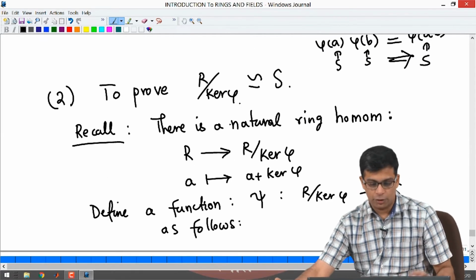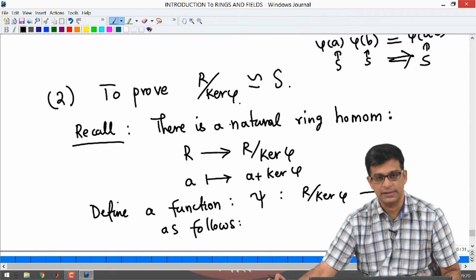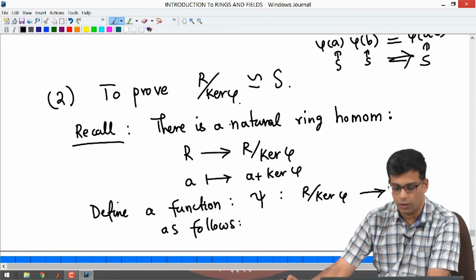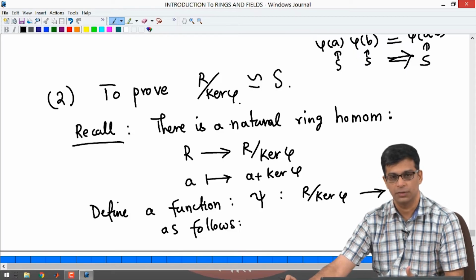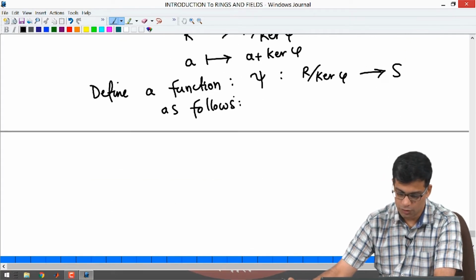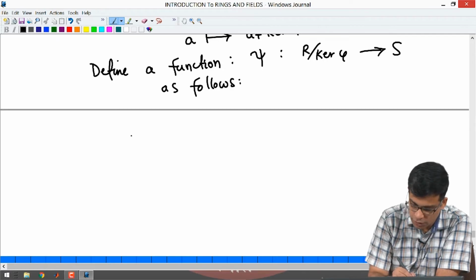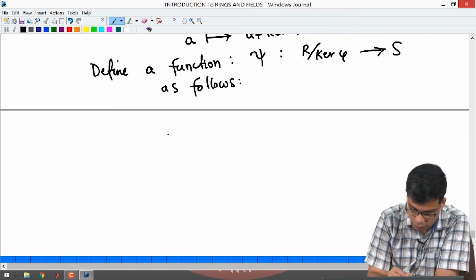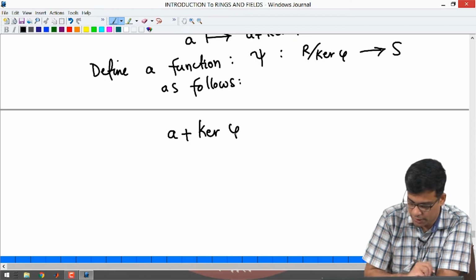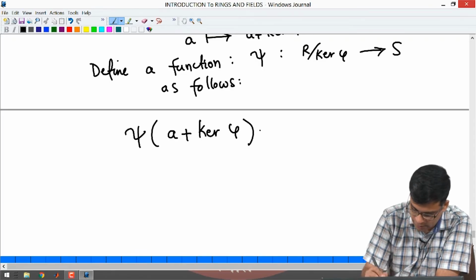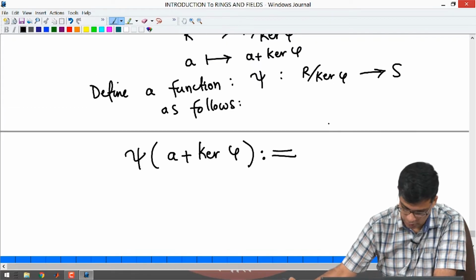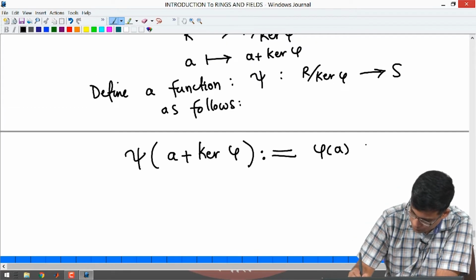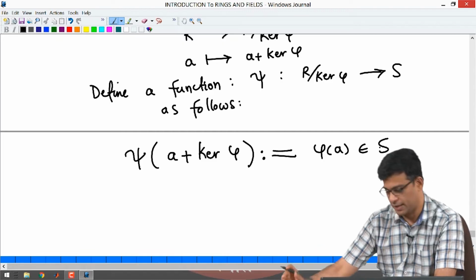So, remember I am trying to show that R mod kernel of phi is isomorphic to S. In order to do that, I will first define a function, I will show that it is a homomorphism, then I will show that it is bijective. So, the first step is to define the function. So, what is an arbitrary element of R mod kernel phi? It is of the form A plus kernel phi, and I define psi of this to be simply phi of A. Of course, phi of A is in S, right.